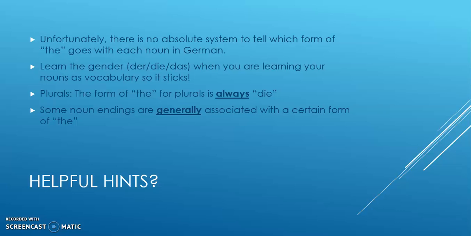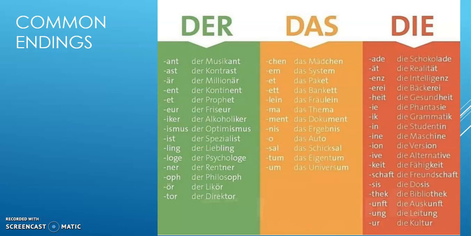Now, like I said before, there is no absolute system to say whether a word is der, die, or das, but there are some noun endings that are generally associated with a form of the. So, on this slide, you'll see a list of some common endings for der, die, and das. We might not run into all of these this unit, but it's a good list to have, and you don't need to copy all this down or type all this down somewhere. This list is also going to be put in your notes.